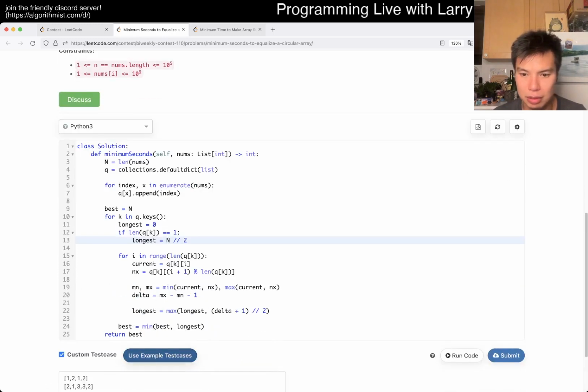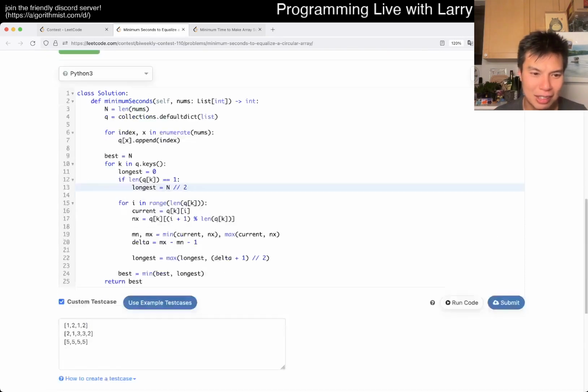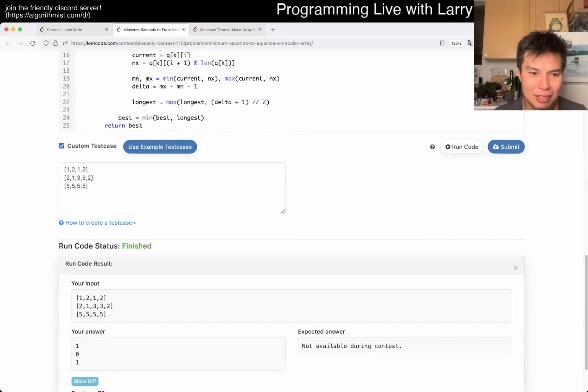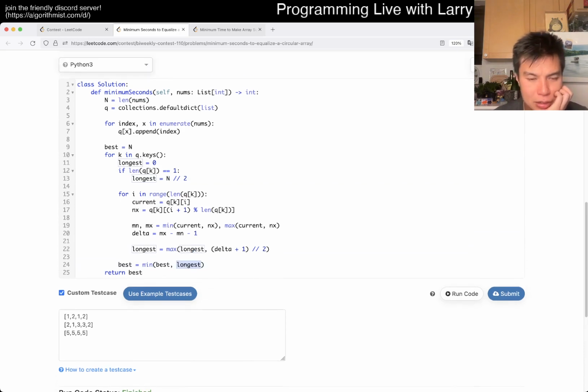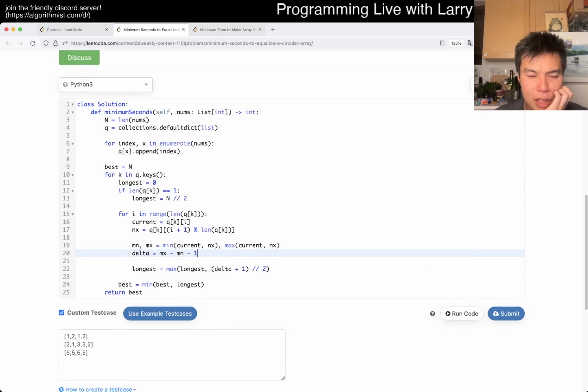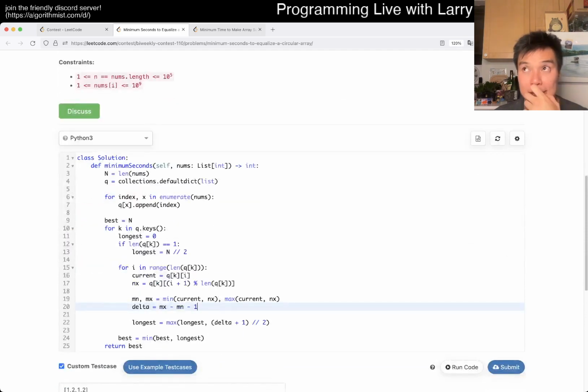Okay. Hopefully this is good. Well, not good at all. Why is this 1? This is 1 because longest is 1. Delta would be, this is 1. This should be 0 for all of these, right? Oh, because it loops around. I forgot to handle that case.